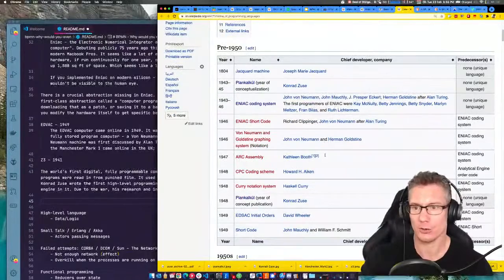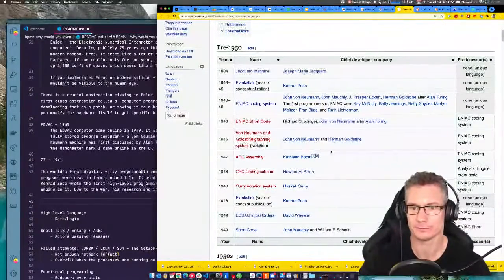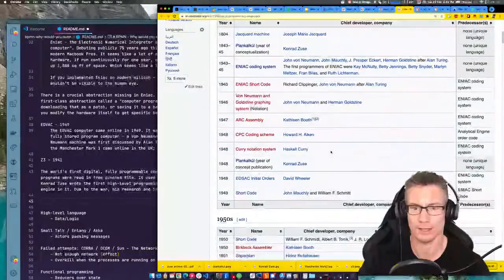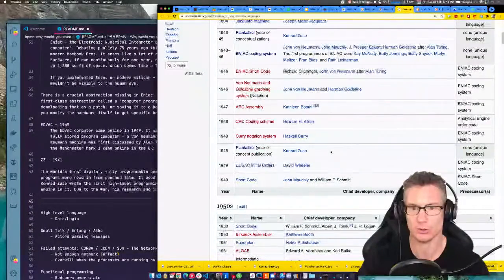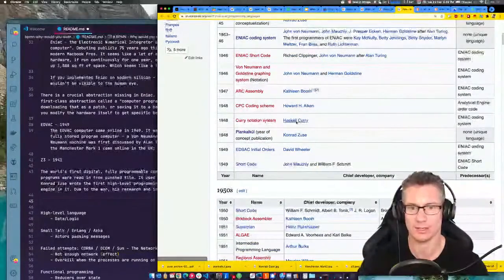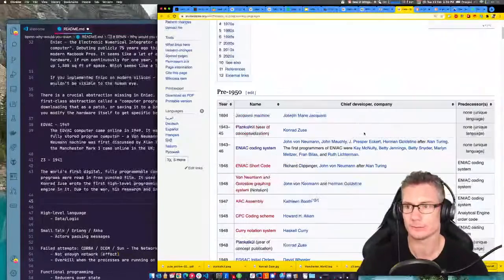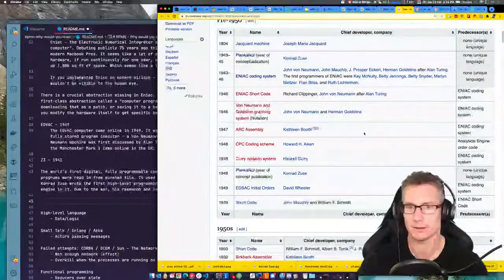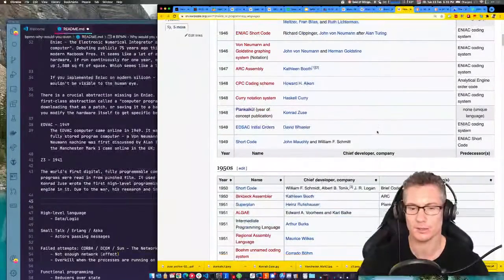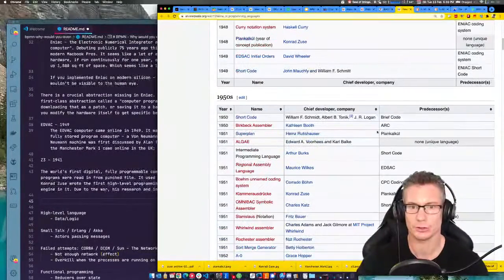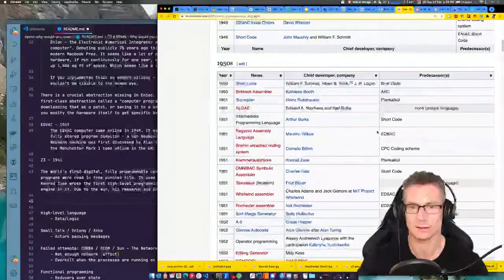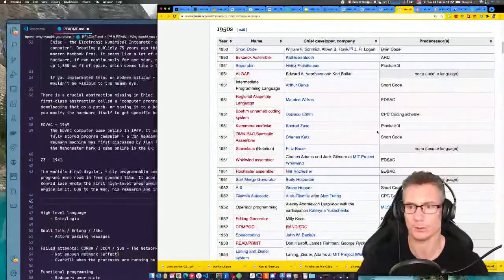The ENIAC coding system. ENIAC shortcode, ARC assembly, CPC coding scheme, Haskell Curry notation system. Predecessors, none. 43 in here. Okay, so we'll put it as 43. Shortcode, superplan, intermediate programming language, shortcode, brief code, superplan.